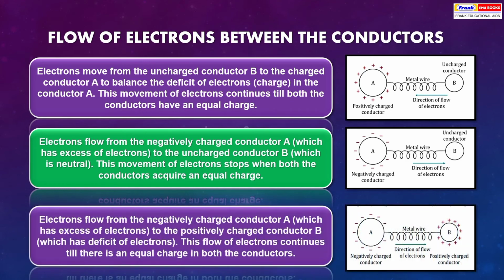Electrons flow from the negatively charged conductor A to the positively charged conductor B. This flow of electrons continues till there is an equal charge in both the conductors.